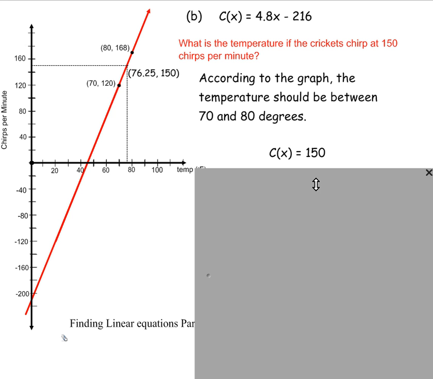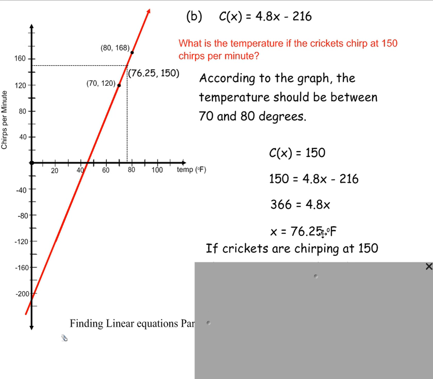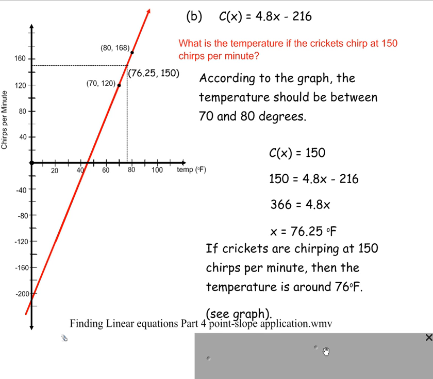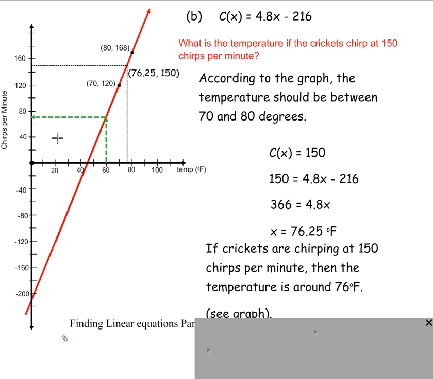The algebra says we have 150 chirps per minute. That's the y value in my linear equation. So then I just solve the equation for x and find 76.25 degrees Fahrenheit if the crickets are chirping at 150 chirps per minute. So for any question I wanted, for example, if it's 60 degrees, how fast are the crickets chirping? I could follow the graph up, follow the graph over, to get an estimate. And then I could use the equation to find C of 60 and get a better approximation, or exact value. And yeah, in a nutshell, that's what we're going to do.